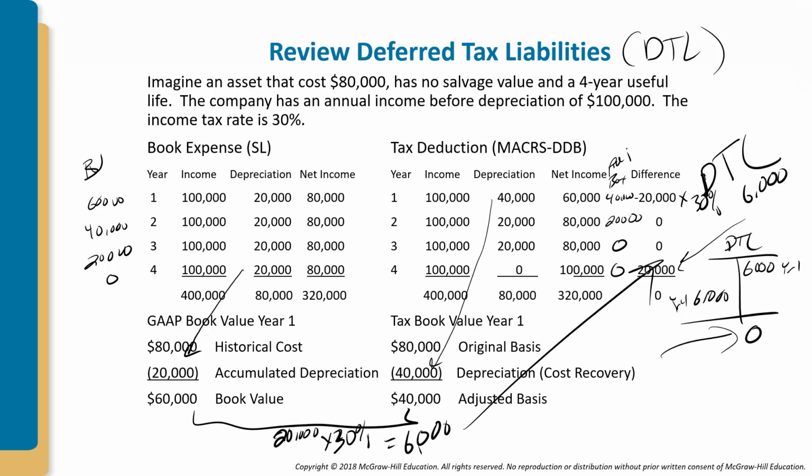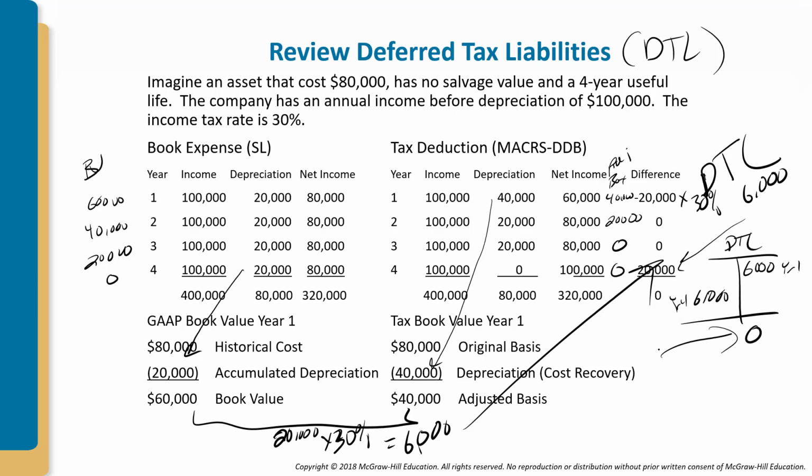So let's look at the differences. In the first year we have 60 minus 40, that's our $20,000 difference. Then at the end of year 2, we have 40 and 20. That's still a $20,000 difference, so our deferred tax liability stays the same. At the end of year 3, it's 20,000 to 0, still a $20,000 difference, times 30% gives us 6,000. And then finally in year 4, it's 0 to 0, and our deferred tax liability is 0.